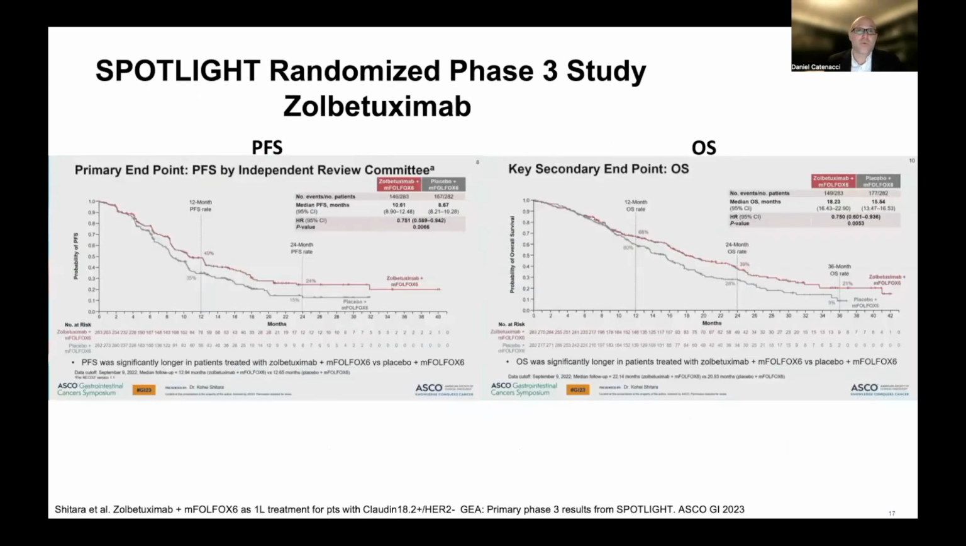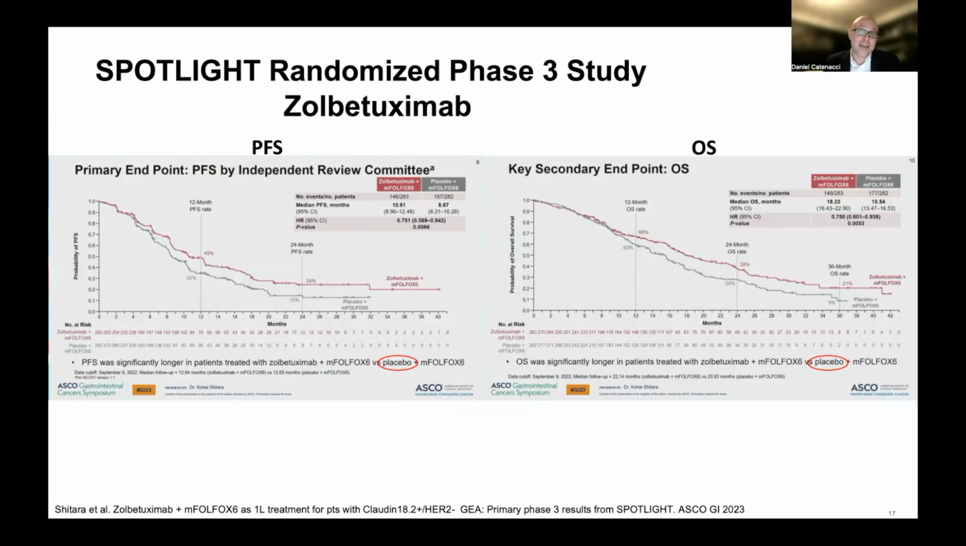So, of course, now we have the phase 3 study, which was reported, the Spotlight study, which was using FOLFOX chemotherapy with or without zolbetuximab, and showing a clear benefit of the zolbetuximab over the control. A few things to point out is that this was a placebo-controlled study, and we're going to get to placebo and why we use that. So table that for now.